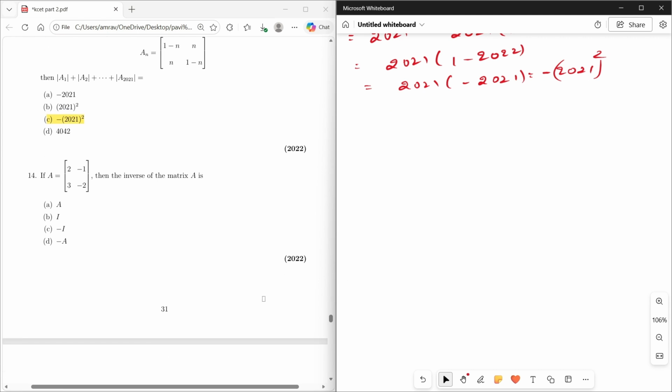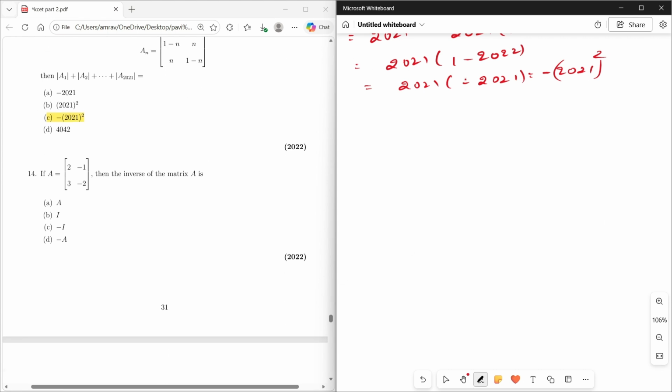So next, moving on to the next question from the year 2022, a very simple question. They have given a matrix A, which is a 2 cross 2 matrix. They're asking you to find out the inverse of matrix A. So very simple. A inverse is equal to 1 by determinant A into adjoint A. First we'll find out determinant A. So 2 into minus 2 is minus 4. Again minus, so you have 3 into minus 1 is minus 3. So this becomes plus 3, which is equal to minus 1.